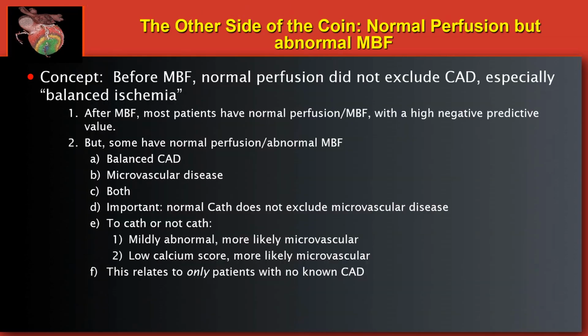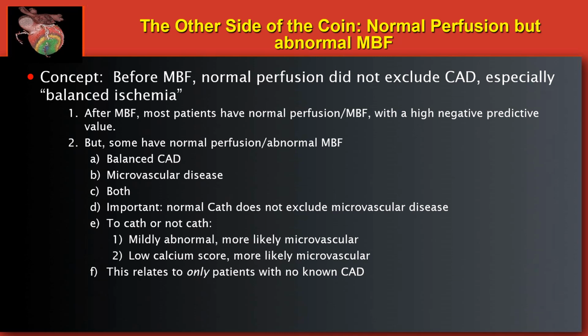So before myocardial blood flow, normal perfusion did not exclude coronary artery disease, especially balanced ischemia, which is what we saw on that last slide. After myocardial blood flow, most patients that have a normal perfusion and normal blood flow have a very high negative predictive value of having any heart disease. But when you have a normal perfusion and abnormal blood flow, it could be a number of things. It could be balanced coronary artery disease, which we saw in the last slide, microvascular disease, or it could be both.